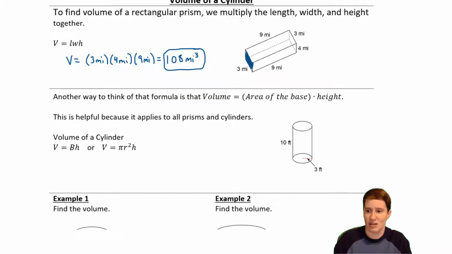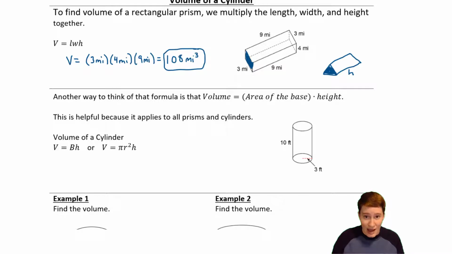Thinking of it this way gives us a formula for any kind of prism that we would ever encounter and want to find the volume of. So like a triangular prism, this is going to be really good. Like this. If we can find the area of the base, which is this triangle here, then we multiply that by the height and we get the volume. And then on top of that, we can also make this apply to cylinders.